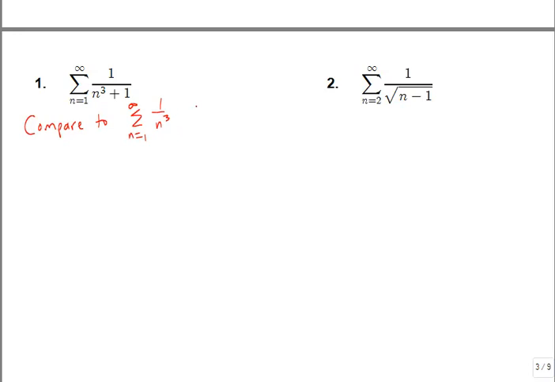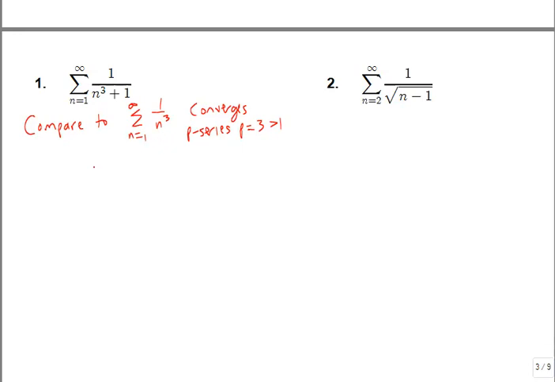And that we know converges because it is a p-series with p equal to 3, which is greater than 1. And we know that if your p is greater than 1, then you're going to converge. So in order to make our comparison, we need to show this term by term relationship that our a sub n's are either less than or equal to or greater than or equal to our b sub n's. So we need to see how these two terms, a sub n and b sub n, compare.